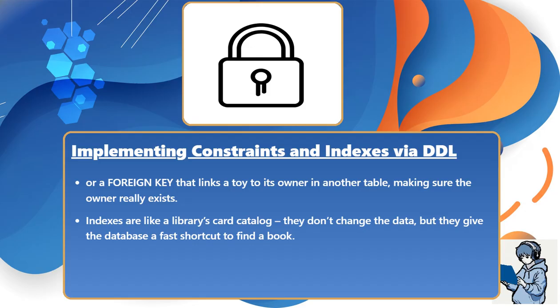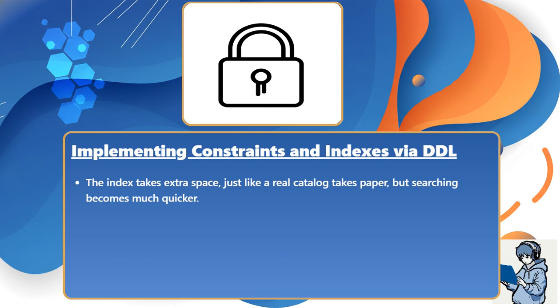Indexes are like a library card catalog. They do not change the data, but they give the database a fast shortcut to find a book. You create one with: create index ix_name on toy(name). The index takes extra space, just like a real catalog takes paper, but searching becomes much quicker.